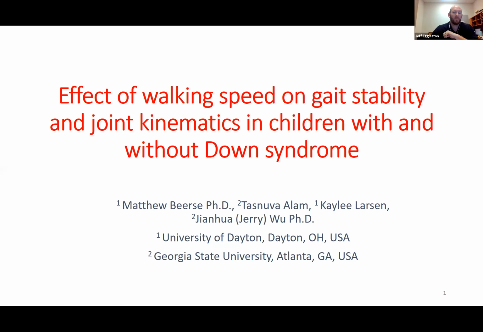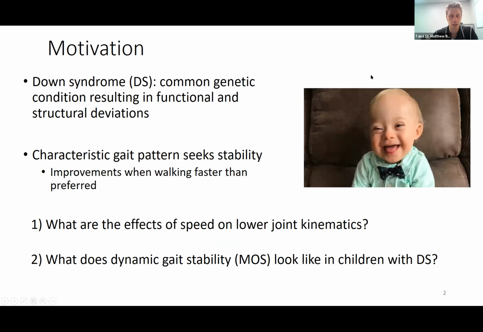So for this talk, I'm talking about the effects of walking speed on gait stability and joint kinematics in children with and without Down syndrome. I'd like to first thank my co-authors for their contribution to this work. Down syndrome is a common genetic condition that results in many functional and structural deviations, most notably hypotonia, hyperflexibility, low muscle strength, and reduced cerebellar function. And this can lead to a characteristic gait pattern that seeks stability: reduced stride length, increased step width, and reduced preferred walking speed.